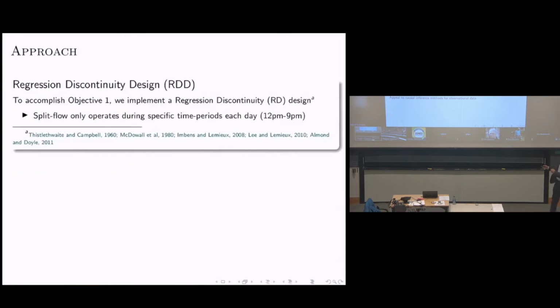Okay. So what's the causal inference technique that we're going to apply? So what we did is we implemented what's known as a regression discontinuity design. And the reason for this, and perhaps what makes it a little bit unusual from the traditional RD design, is that split flow operates during specific times of the day, each day of the week in our partner hospitals, from 12 p.m. to 9 p.m. each day.